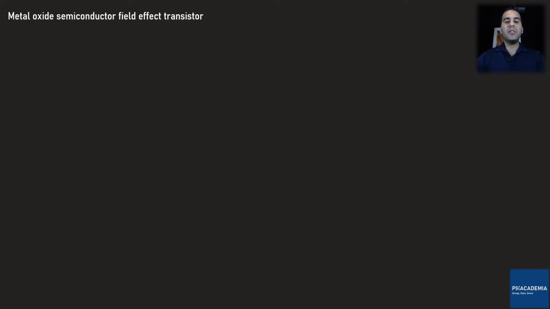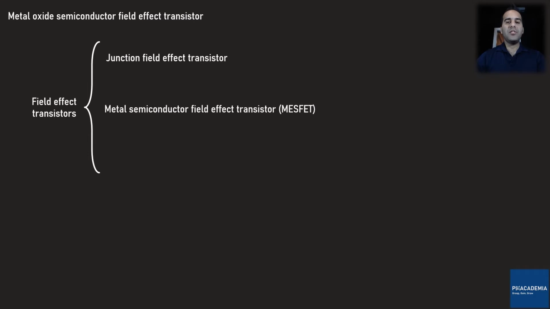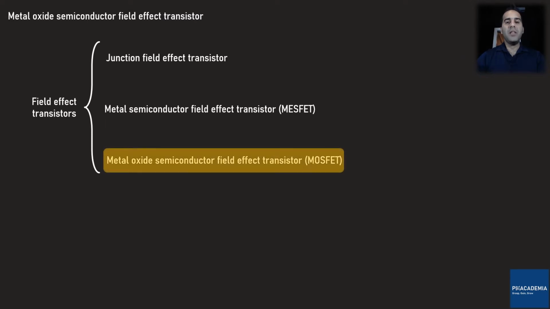In fact, in the majority of cases, MOSFETs are preferred. And if it is not possible to use MOSFETs, other types of switching devices are employed. In general, field effect transistors are divided into junction field effect transistor or JFET, metal semiconductor field effect transistor or MESFET, and metal oxide semiconductor field effect transistor or MOSFET. Of course, in this lecture, my focus is on the MOSFETs.